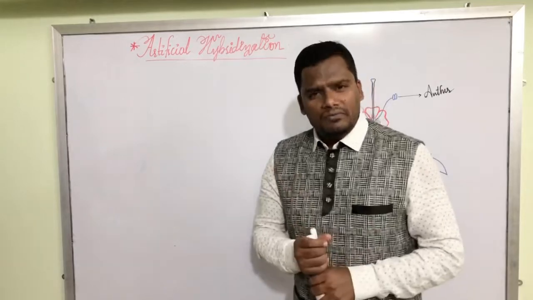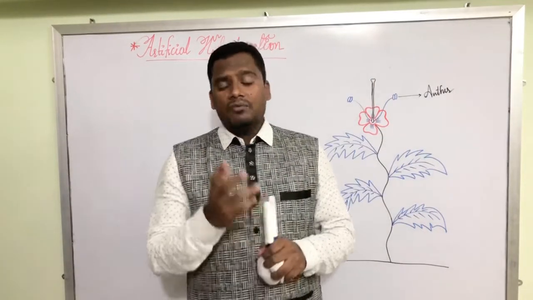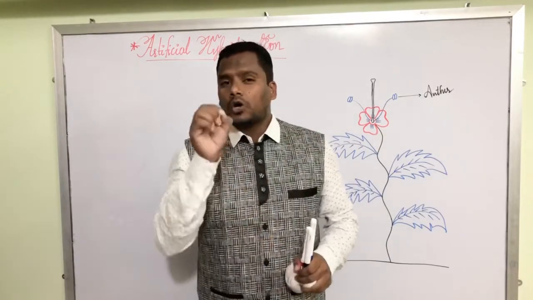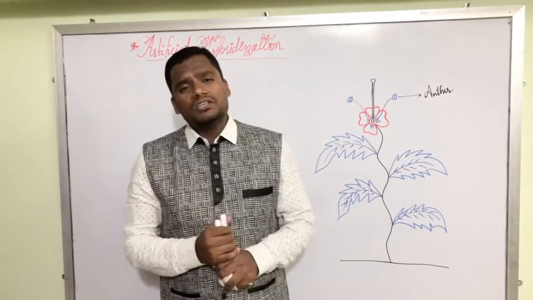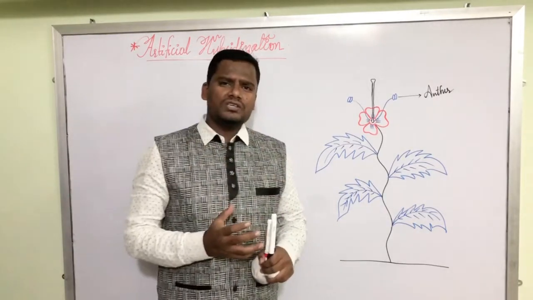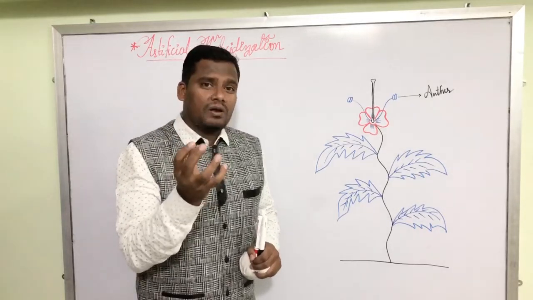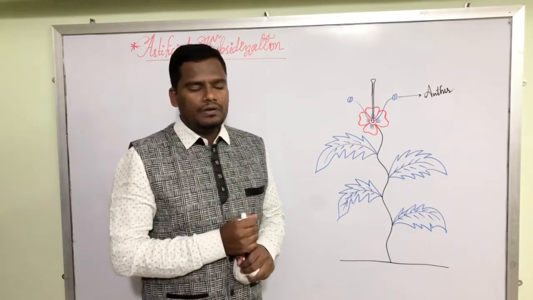Dear friends, in our previous video we discussed self-pollination and cross-pollination, and we compared the two types of pollination and made it very clear that cross-pollination is always better than self-pollination. After that we discussed outbreeding devices. That means they are the devices developed by a plant to perform cross-pollination and to avoid self-pollination.